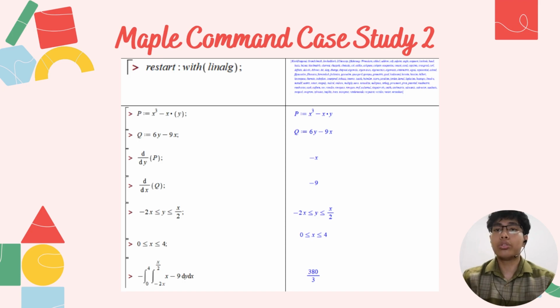And then we want to set the boundary limit of y, which is negative 2x is less than or equal to y, or is less than or equal to x over 2. And then you want to set the boundary limit of x, which is 0 is less than or equal to x, less than or equal to 4. And then you want to set the integration, which is x minus 9 dy dx, integrate from negative 2x to x over 2, and then integrate from 0 to 4.